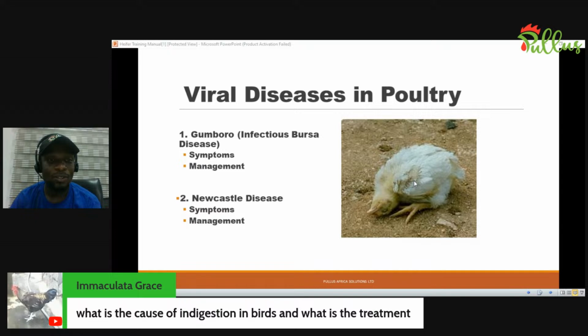So those are some of the causes of indigestion. Sometimes another cause is if the feed is very poor or bad, probably the feed is spoiled, that could also result in indigestion. The best way to manage that is to withdraw the feed that you are giving them at that point in time. So those are the causes of indigestion and how you are supposed to manage it.